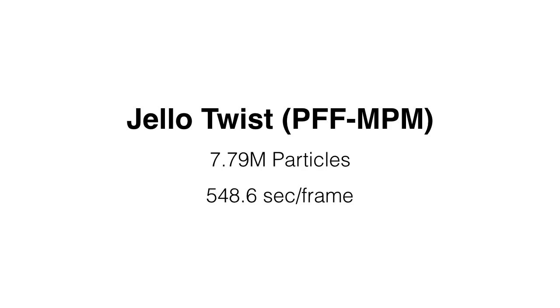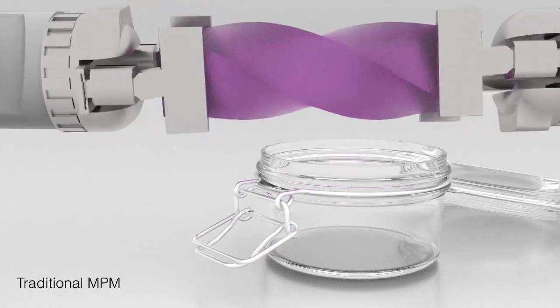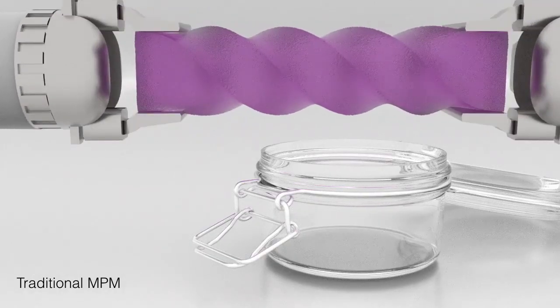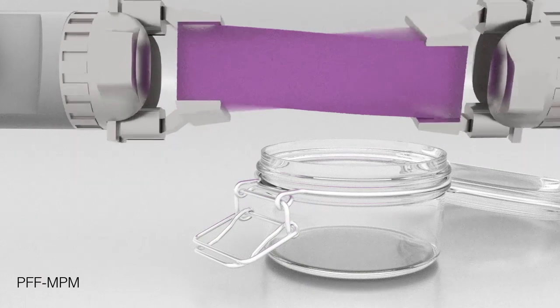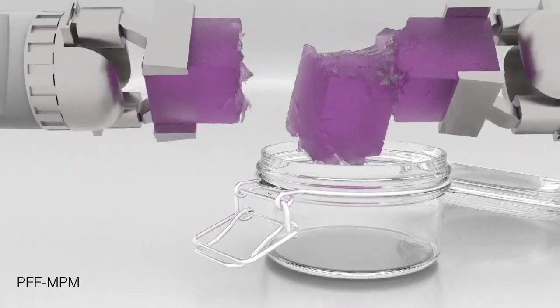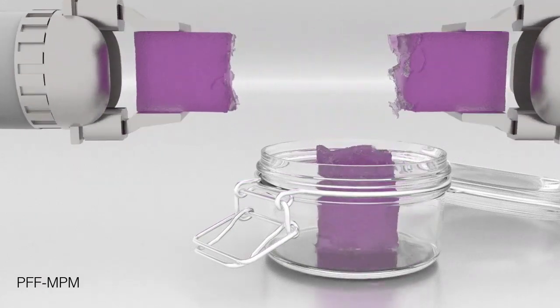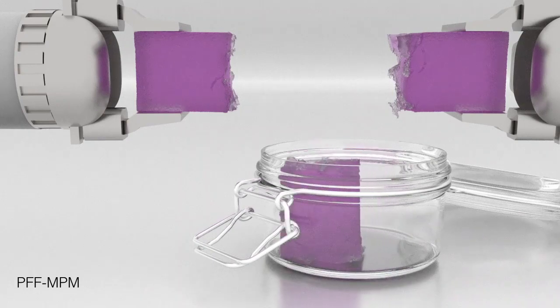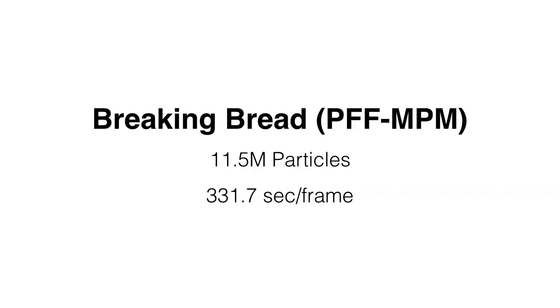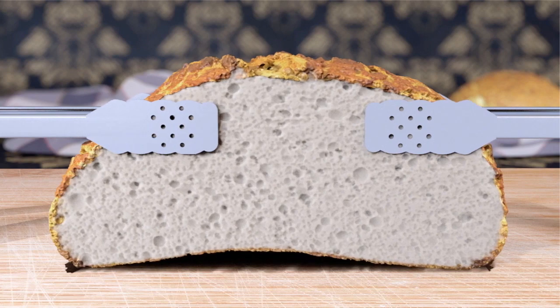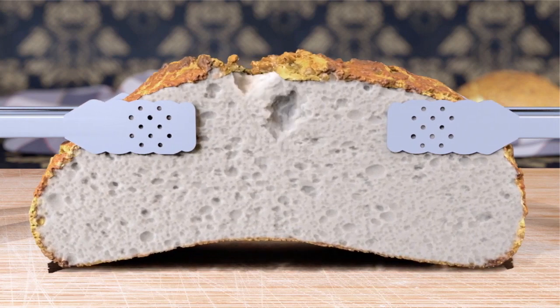When twisting a jello bar with robotic arms, traditional MPM does not produce any fracture. PFF-MPM, on the other hand, produces highly detailed fracture. Finally, to celebrate the introduction of our CD-MPM methods, we'd like to break some bread with you.